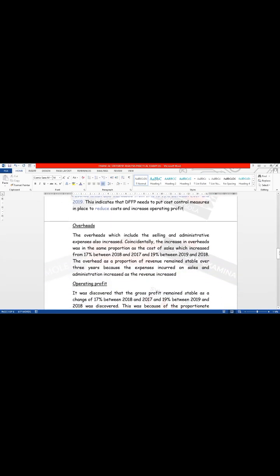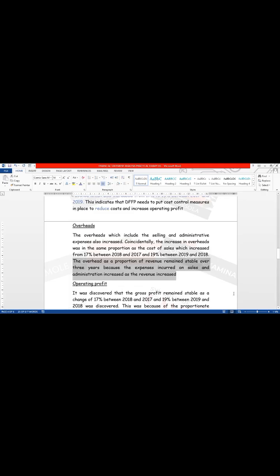So another one is the overheads. We also have to look at the overheads. The overheads, which include the selling and administrative expenses, also increased. Coincidentally, the increased overheads were in the same proportion as the cost of sales, which increased by 17% between 2018 and 2017 and 19% between 2019 and 2018. The overhead as a proportion of revenue remains stable over the three years because the expenses incurred on sales and administration increased as revenue increased.